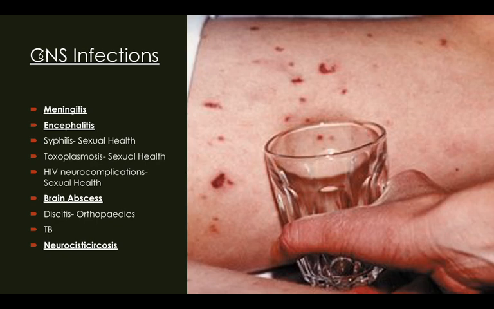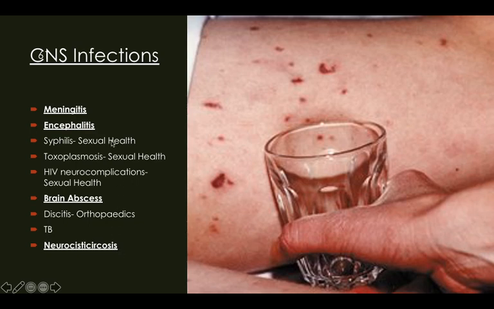Now I'll move on to the third bit of our presentation. This is the shortest bit. So this is on CNS infections. There's actually loads and loads of CNS infections, and it's not really within the scope of this presentation to go through each one. However, the ones I am going through I've emboldened here and underlined. Meningitis, encephalitis, brain abscess, and neurocysticercosis.